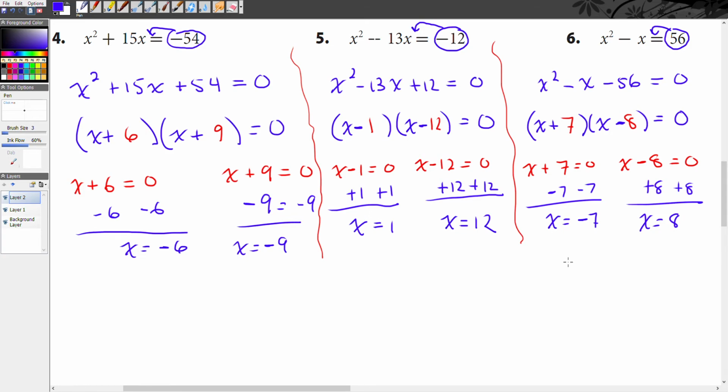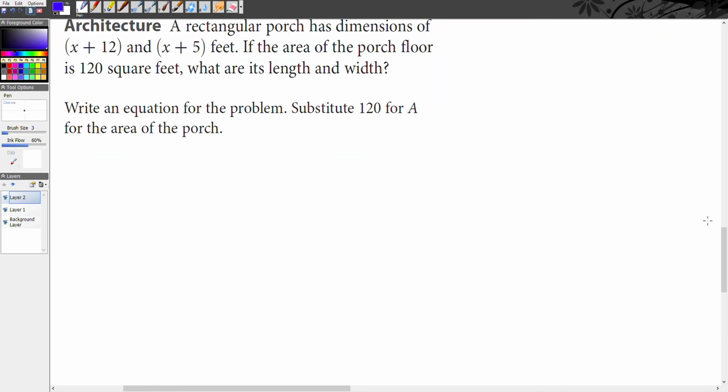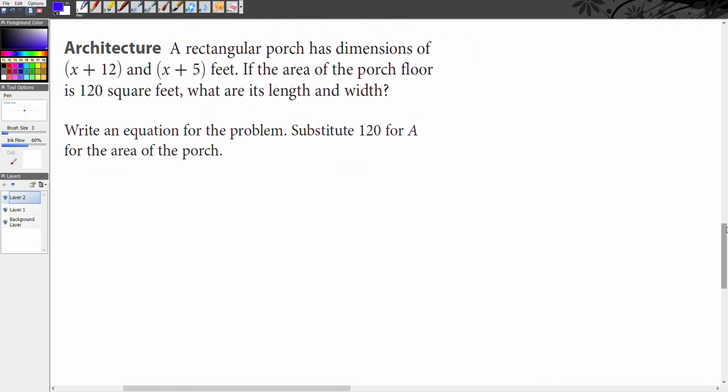Let's take a look at a real world situation. So it says here, a rectangular porch has dimensions of x plus 12 and x plus 5 feet. If the area of the porch floor is 120 square feet, what are its length and width? Write an equation for the problem. Substitute 120 for A for the area of the porch. So let's go ahead and take a look here at our equation.